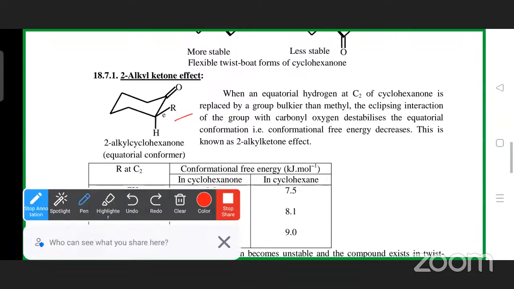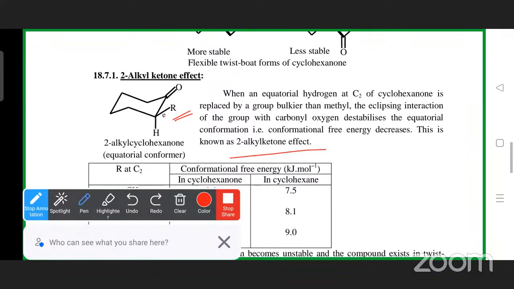So in this particular 2-alkyl substituted cyclohexanone, the substitution of the bulky group in the equatorial position results in the destabilizing of the cyclohexanone conformation. That is called the 2-alkyl ketone effect here.